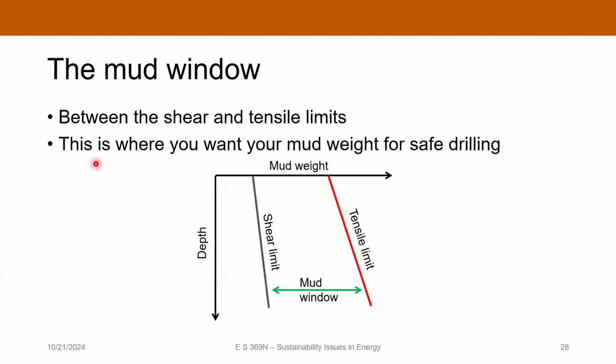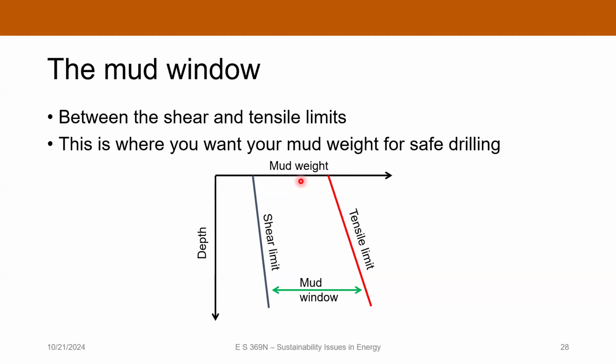And so the way that you get the mud window, and we'll do an example problem in just a minute, is that if you know the safe wellbore pressure at a specific depth, you can convert that to a pressure gradient. And that pressure gradient then maps directly onto a density if we assume that the pressure is hydrostatic in the wellbore. And so then we get that drilling fluid density, which is the same thing as a mud weight.